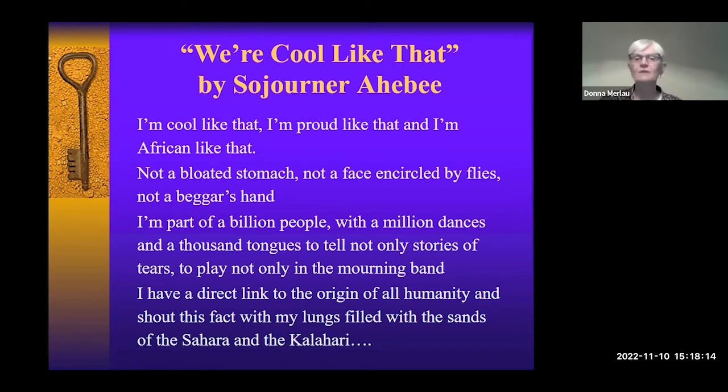I'm part of 1 billion people with 1 million dances and 1,000 tongues to tell not only stories of tears, to play not only in the morning band. I have a direct link to the origin of all humanity and shout this fact with my lungs filled with the sands of the Sahara and the Kalahari. How does my picture change if I went from the first impression of place, Africa, to region, Africa, which is a large continental region? How does it change my perception with this poem, which is geographic?